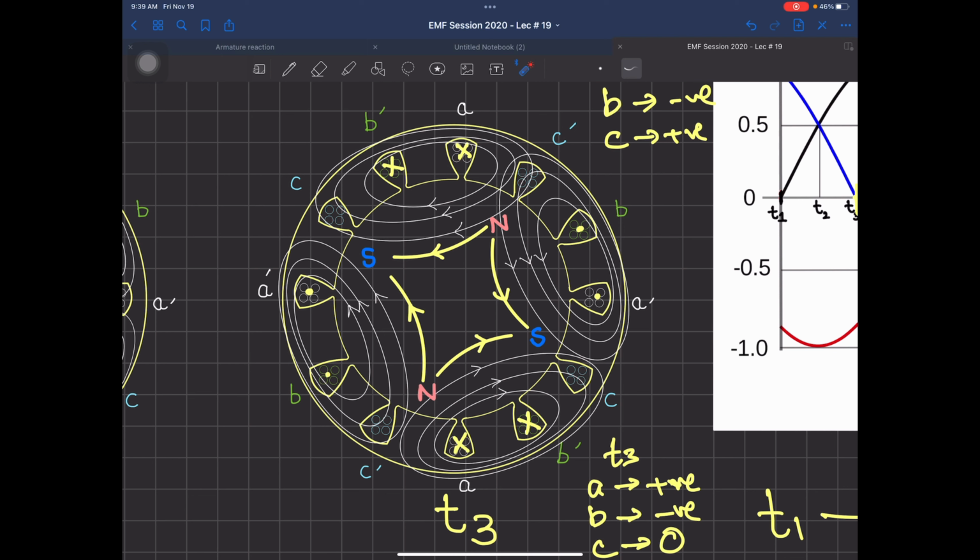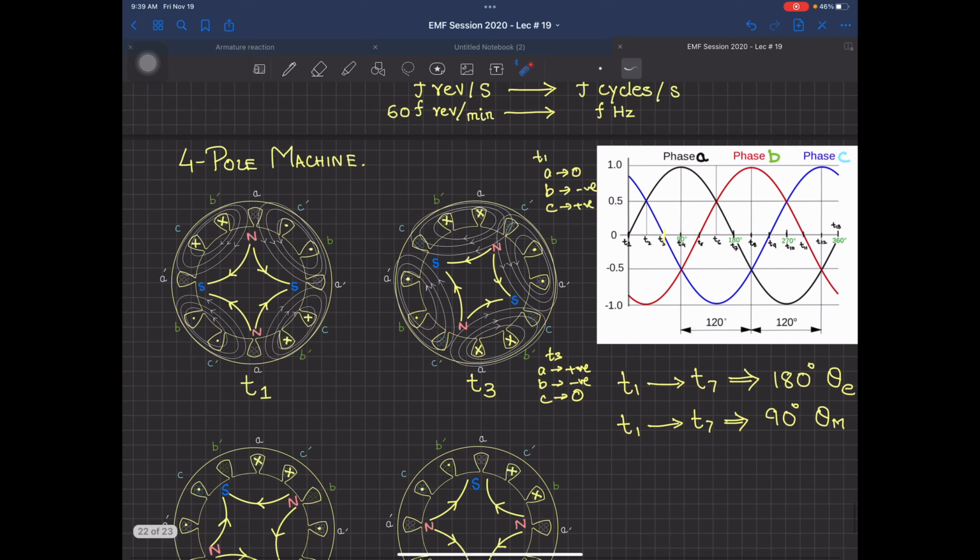So how much angle has the magnetic field moved? 30 degrees. How much angle do you move from time t1 to t3 electrically? 60 degrees. So this is telling you that by increasing the number of poles, your angle or the speed is reducing. It's halved over here. So now you can do this yourself for the other times.